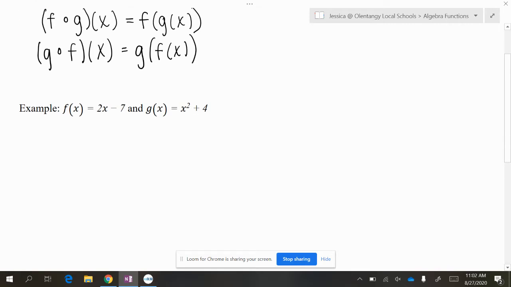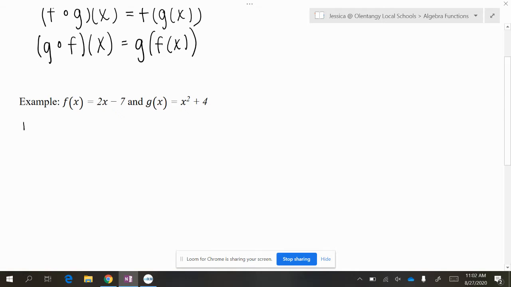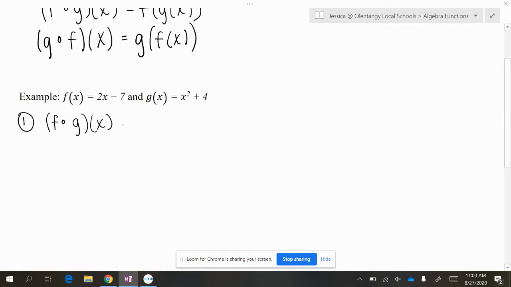So let's look at some examples. If we have f of x equals 2x minus 7 and g of x equals x squared plus 4, the first example we are going to go through is f of g of x. Now you can leave it in this format or you can rewrite it, whatever makes more sense to you. I like to rewrite it.